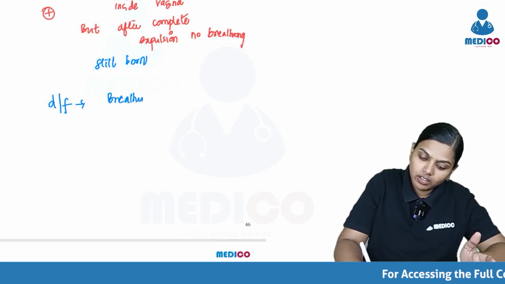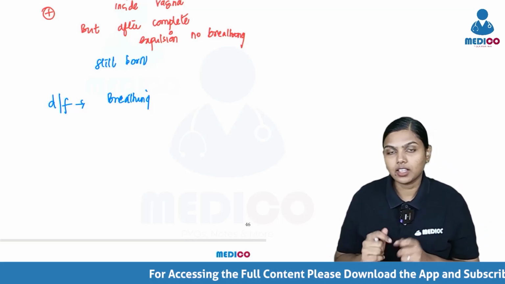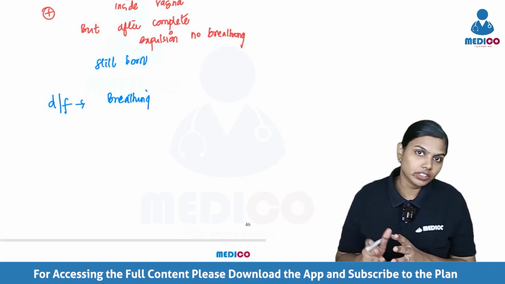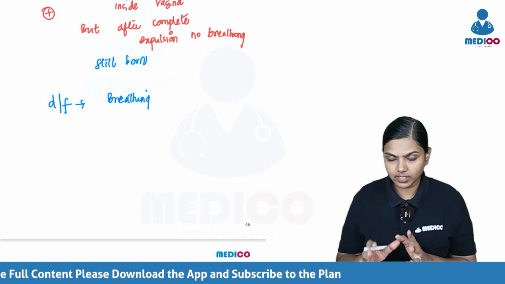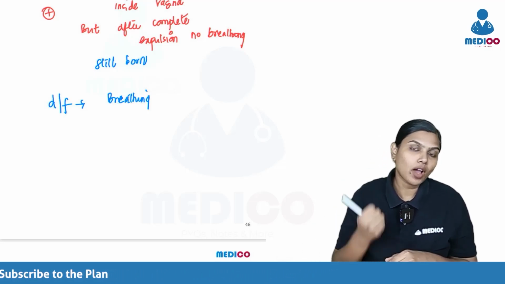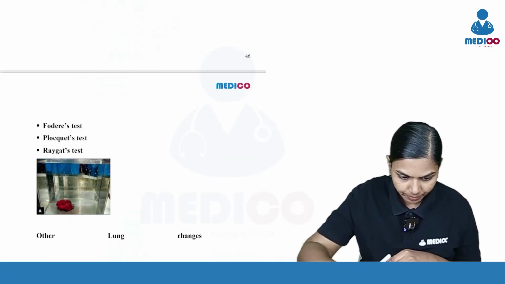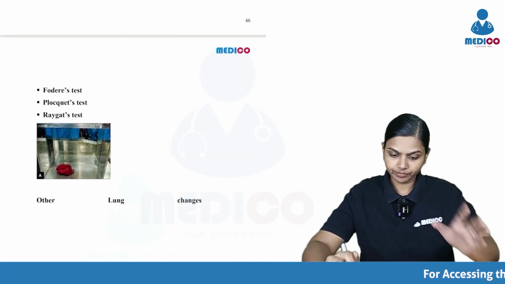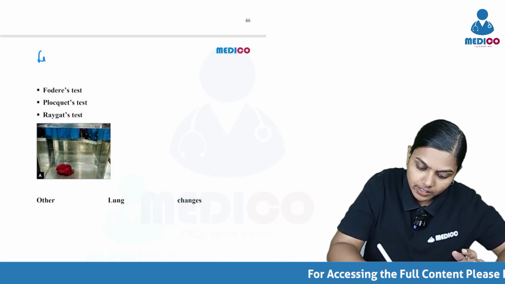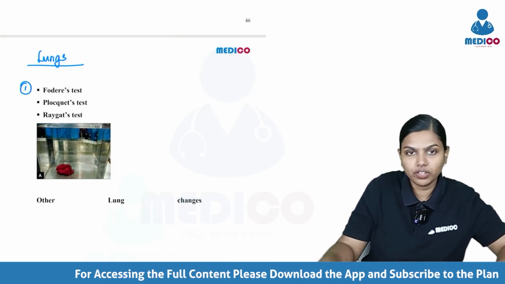So we will look for certain changes in the lungs and in the body to identify whether breathing had happened or not. That is the basis of all the tests, and that is the important reason why we do autopsy in these stillborn, liveborn babies. So first, we will start with lungs. In lungs, the first test is Fodry's test.